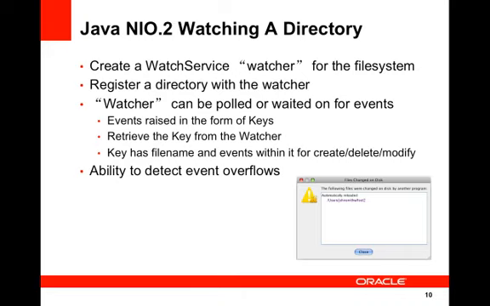Watching a directory. Now, the java.nio.file package provides a file change notification API called the Watch Service API. This API enables you to register a directory or directories with the Watch Service. And when registering, you tell the service which type of events you're interested in.